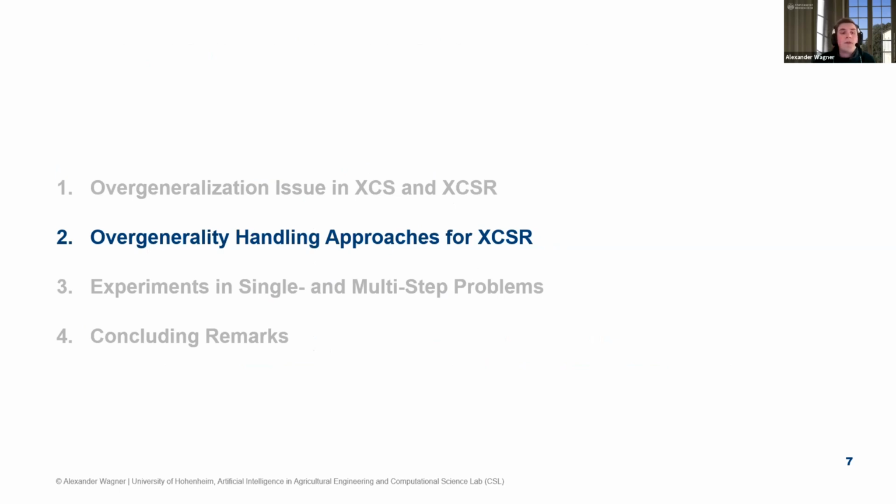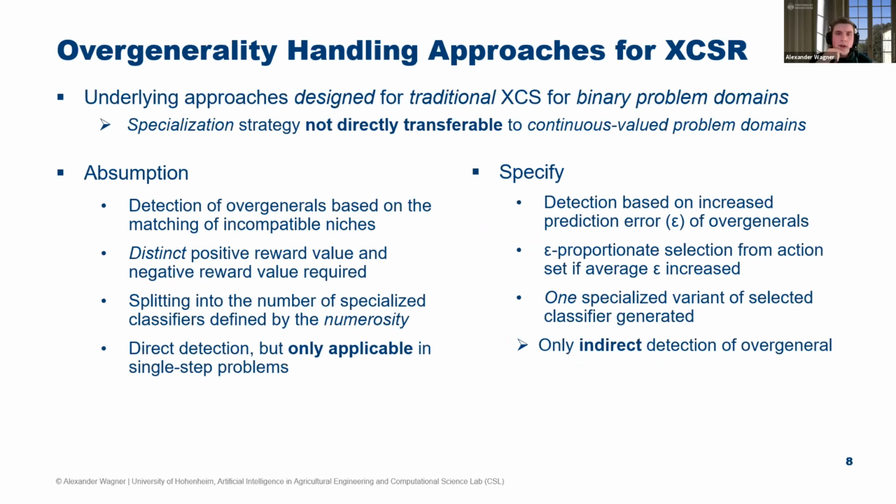So now to the two newly designed over-generality handling approaches. As I said before, these two basic approaches for the traditional XCS are not directly transferable, and especially the specialization techniques or strategies which create the new specialized classifiers each time for the over-general classifiers are not directly transferable to the continuous-valued problem domains, as has been shown on the previous slide, because of the different definitions of generality in the binary problem domain and in the continuous-valued problem domains.